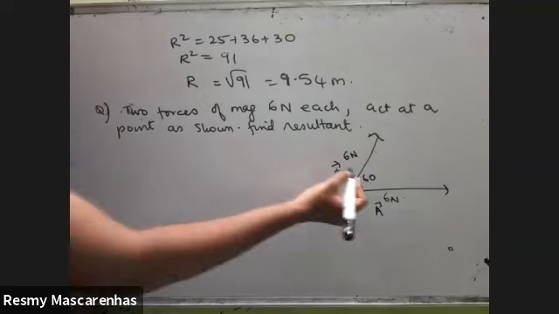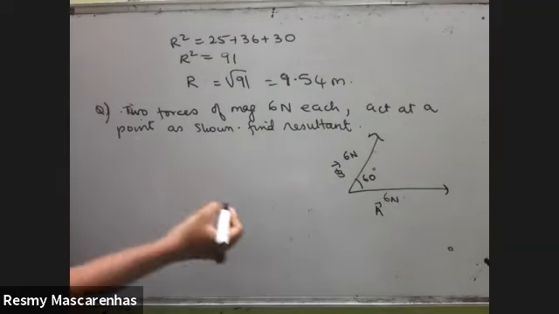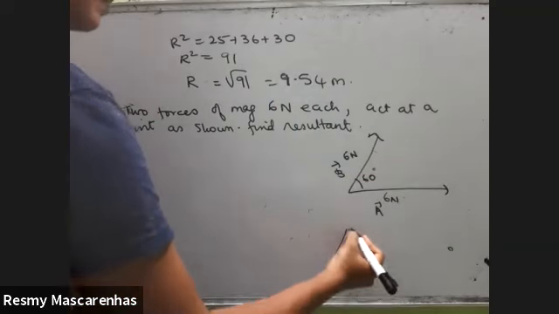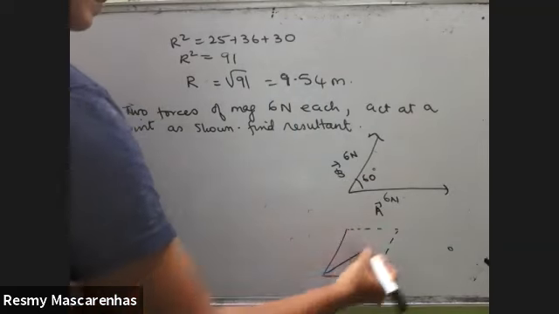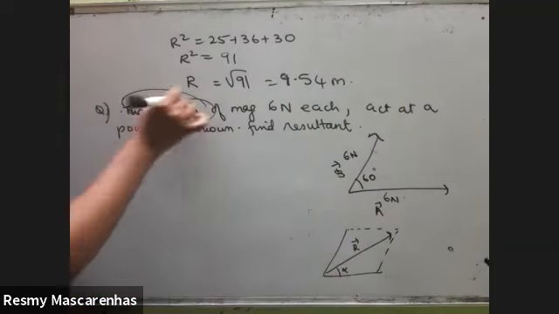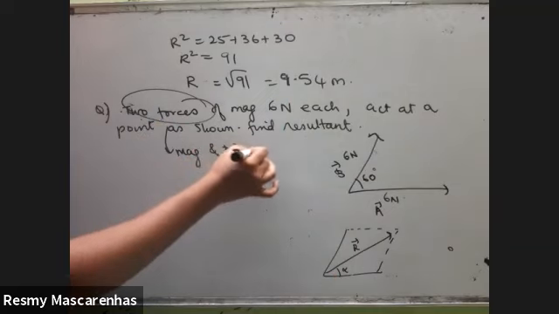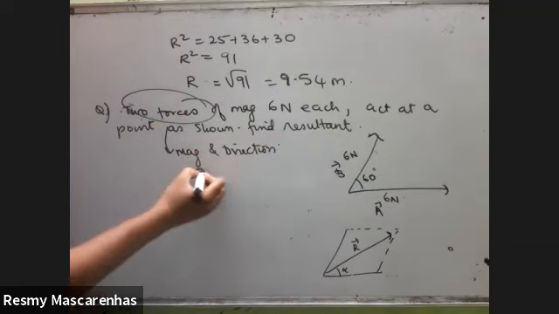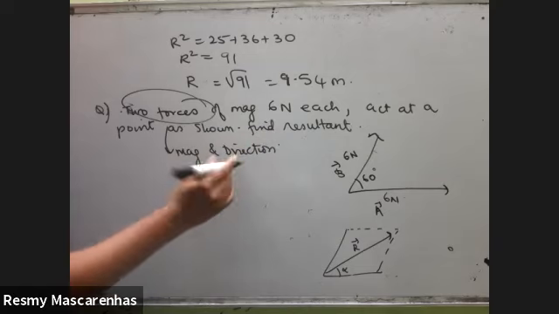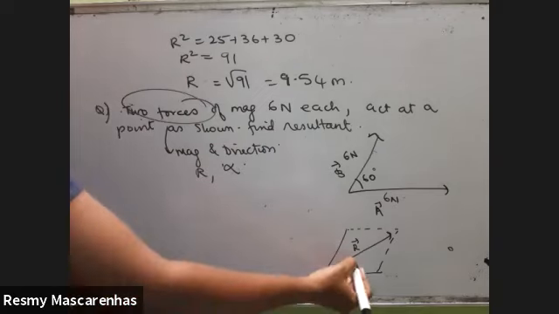So the angle is 60. Definitely, if you extend this, or you have to calculate. Now whenever these forces come, you have to calculate magnitude and direction. So you have to calculate R as well as alpha. We'll have to calculate this and R also.